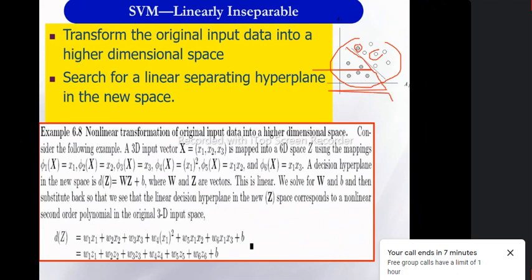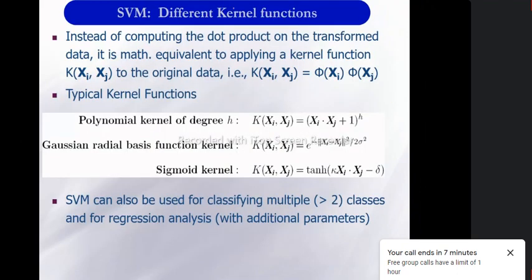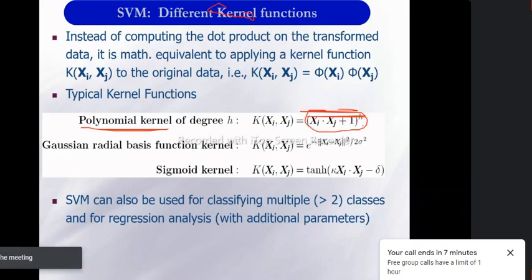So we have to use some technique which is called, as I told you, kernel function. This kernel function is used for mapping. There are different kernel functions like polynomial kernel. This polynomial kernel is used for mapping into n dimensions of data.